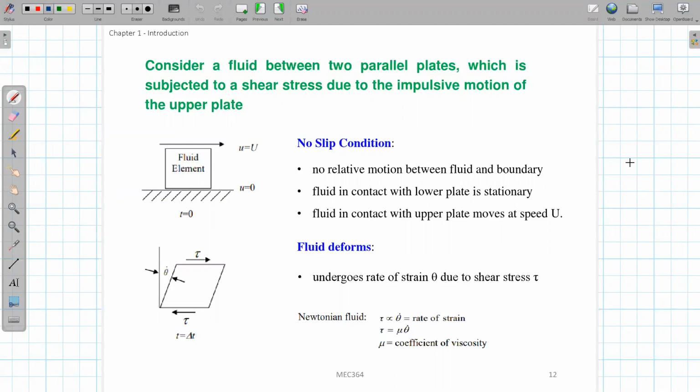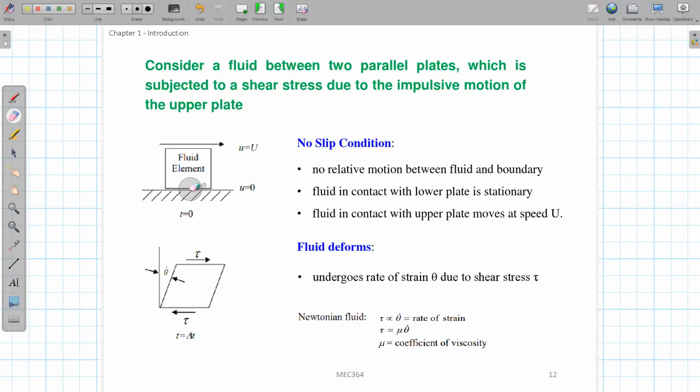That means if you look at the bottom, the fluid at the bottom, where it has a boundary with the bottom surface, at this interface the velocity of the fluid will still be 0 because the bottom plate is not moving. The bottom plate is stationary.